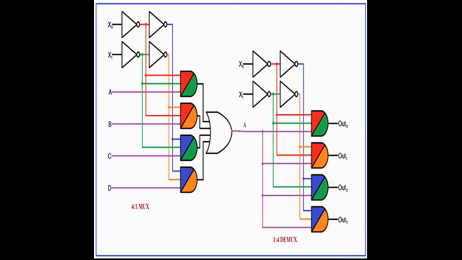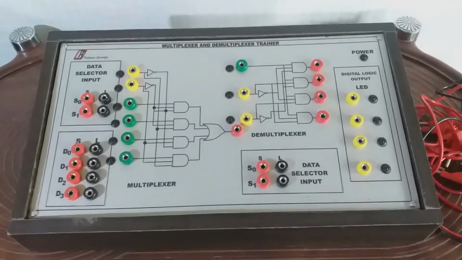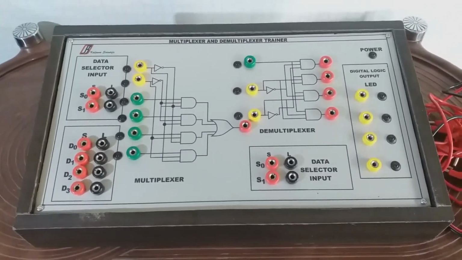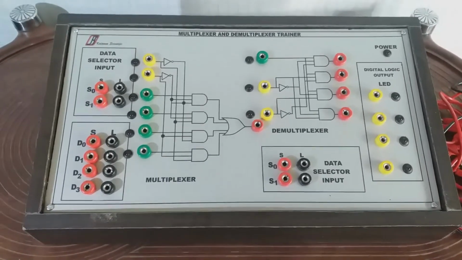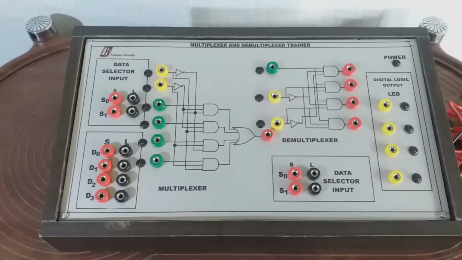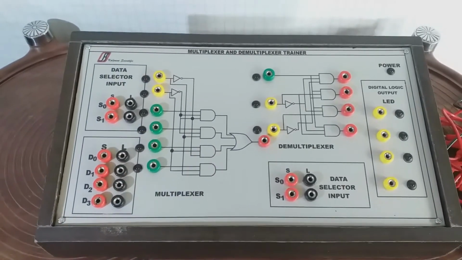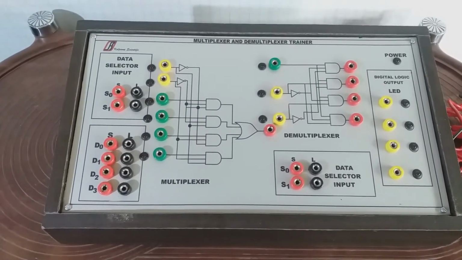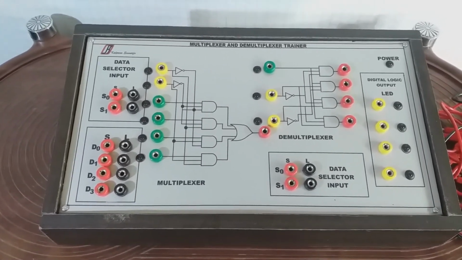Let's now move to the experimental part. Today we are going to perform the experiment with the help of a trainer kit, as we can see on our screen. Now let's see how many inbuilt sections are there in this kit. The first section in the top left corner is the data selector input section. In this section there are two inputs, logic high and logic low. For multiplexing, we shall use this data selector input section.